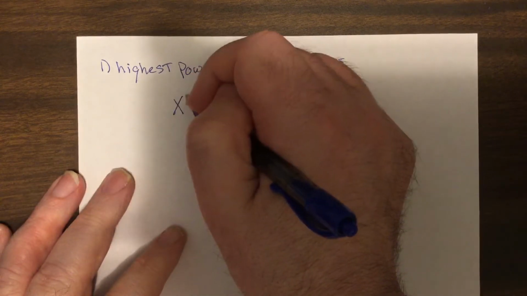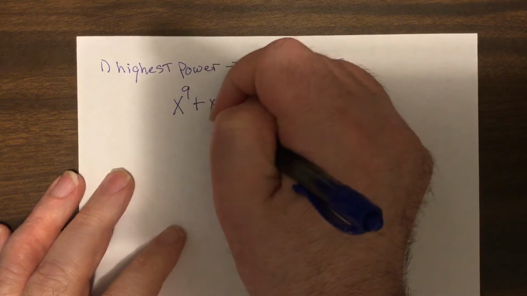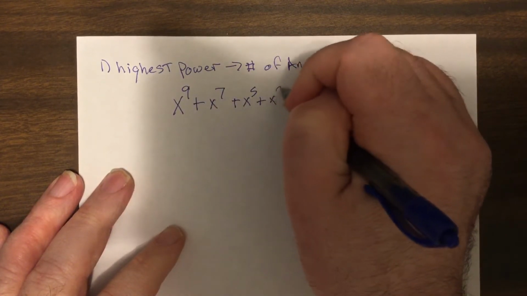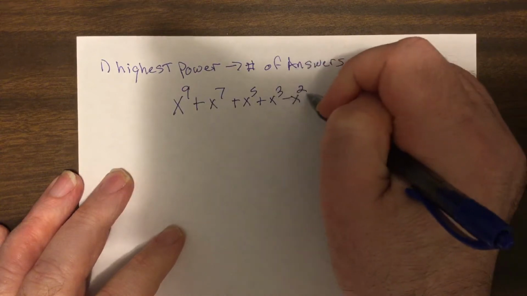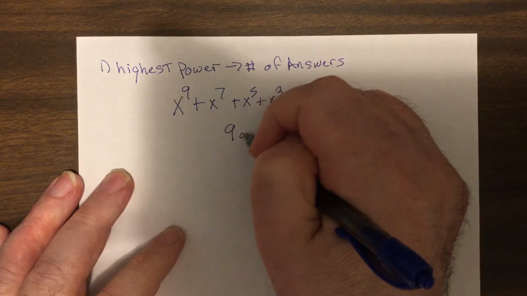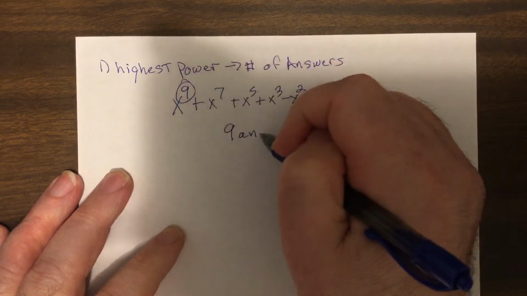So if I have x to the 9th plus x to the 7th plus x to the 5th plus x cubed minus x squared plus 1 equals 0, you'd say, hey, there are 9 answers. Highest power.